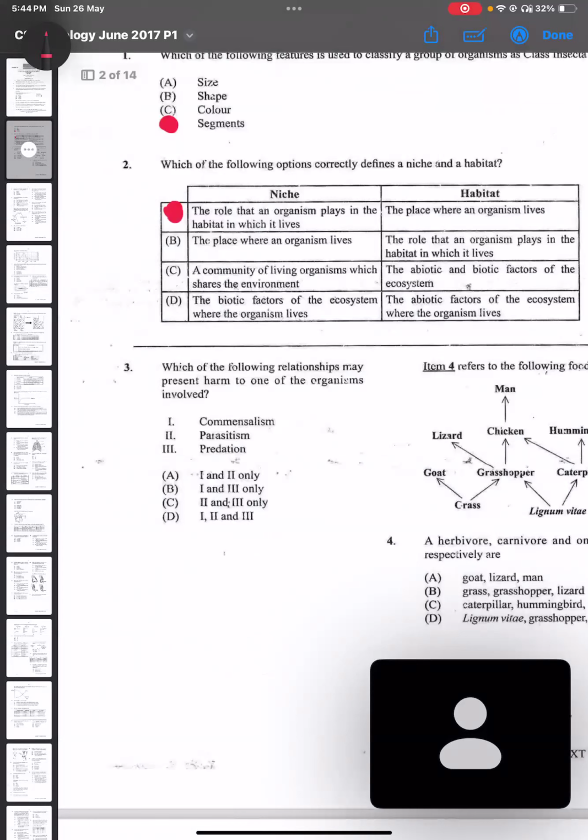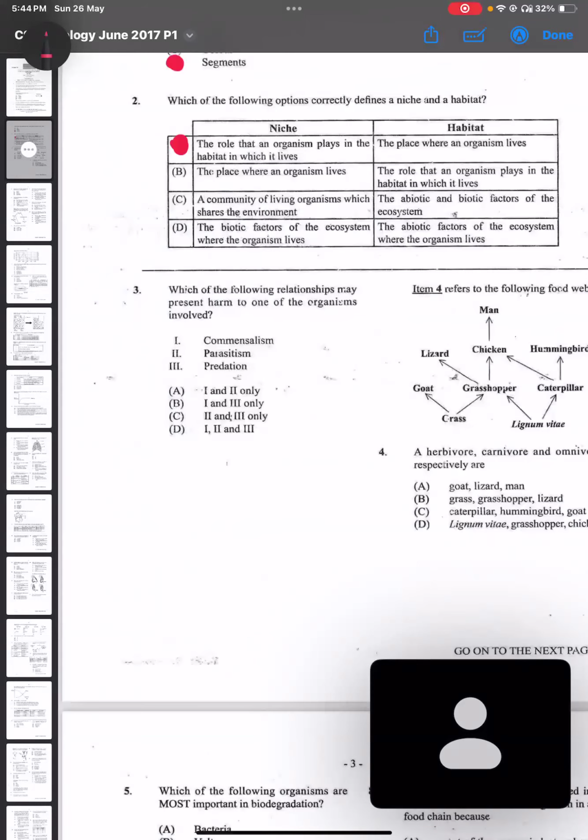Number three, it is asking you about predation, commensalism, and parasitism, and which one of them bring harm to the organism involved. It is 2 and 3. Commensalism is when none of them are affected. And then parasitism, we know that you have a parasite living inside of a host causing them harm over time.